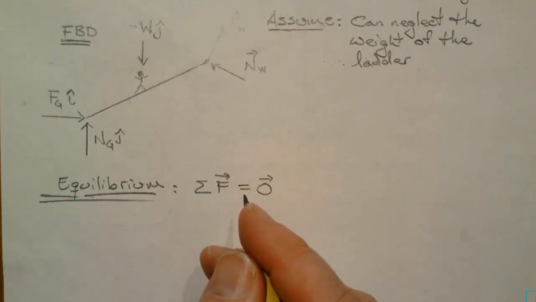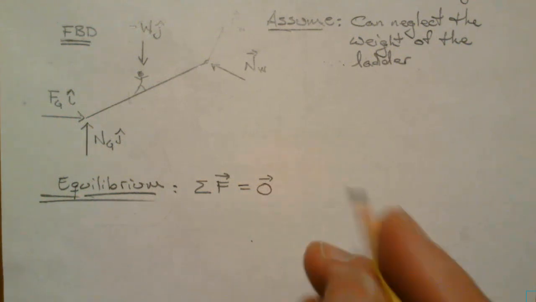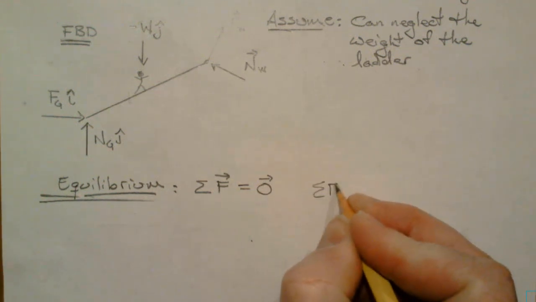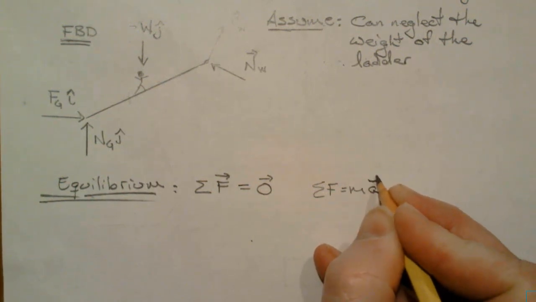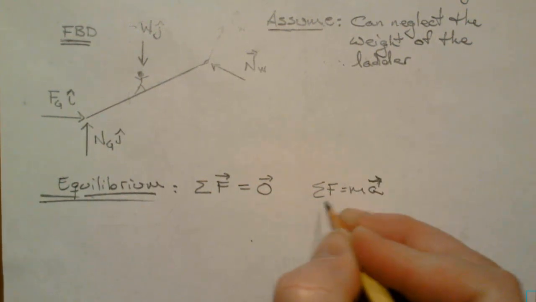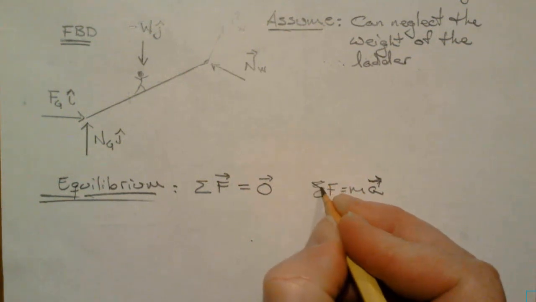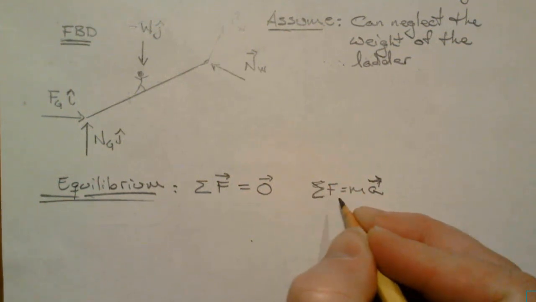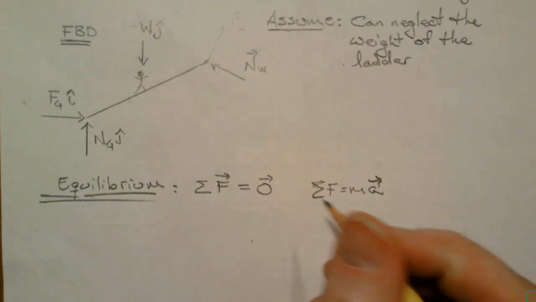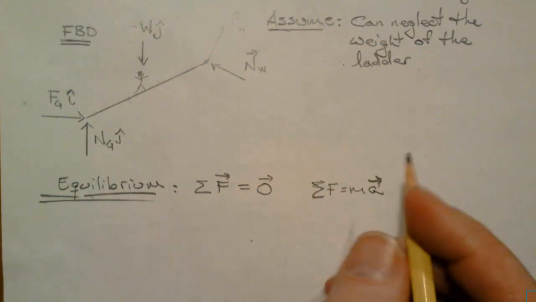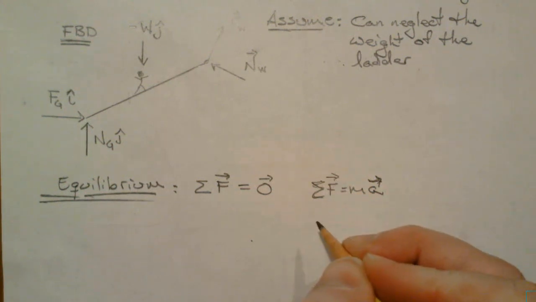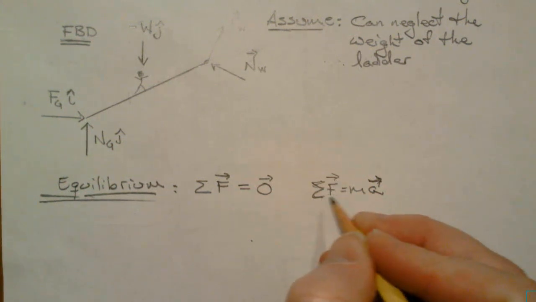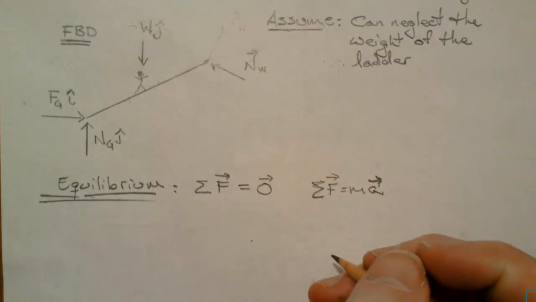And where this comes from is Newton's second law. Newton's second law says that the sum of all the forces equals mass times acceleration. So this is the foundational principle which determines our sum of the forces equals 0 thing. So the sum of the forces generally does not equal 0. Generally, the sum of all forces will produce an acceleration.